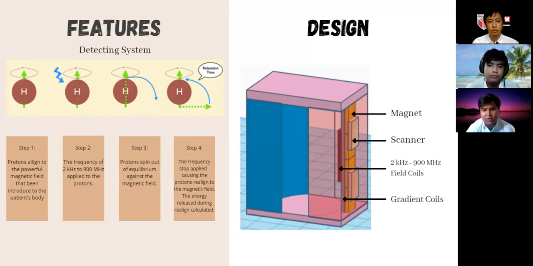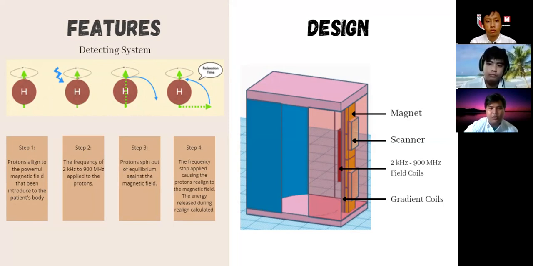For the time the protons take to realign to the magnetic field, the energy will be measured. Due to that, the difference between the various types of tissue can be identified according to those magnetic fields. The energy will be sent as a signal to a computer. The computer uses a mathematical formula that we described before, and it converts the signal to an image.